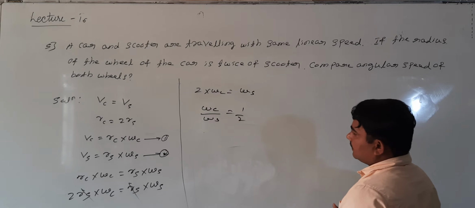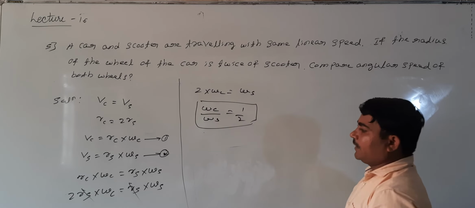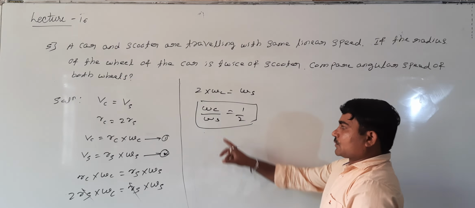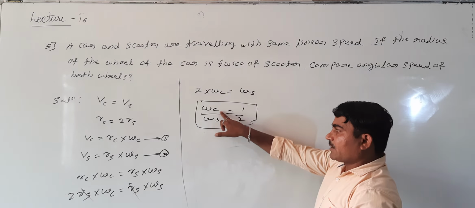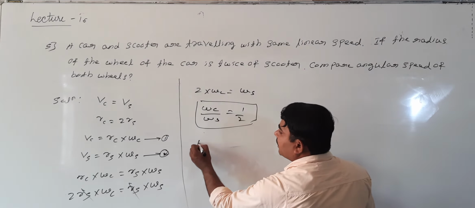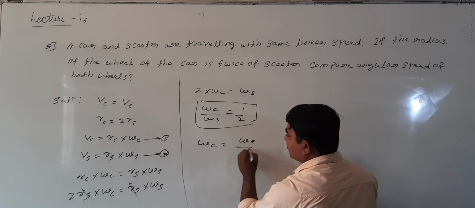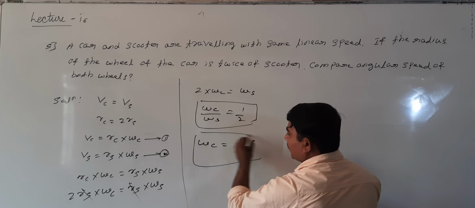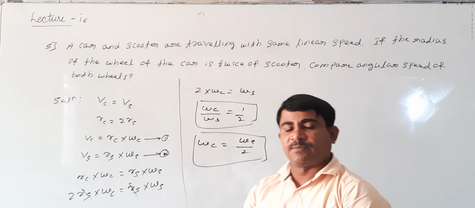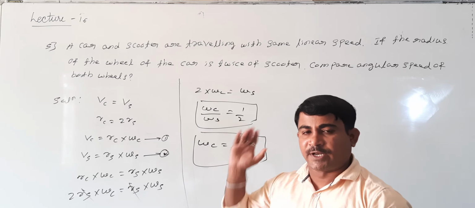Omega c. Right, this is the answer for it. Alright, probably. So the angular speed of the car, and this is the angular speed of the scooter. How to write in alternating manner? This is equal to how much? Omega s divided by 2. This is the comparison that you can see, right? Comparison between angular speed of the car and scooter. Copy this. We will see one more numerical.